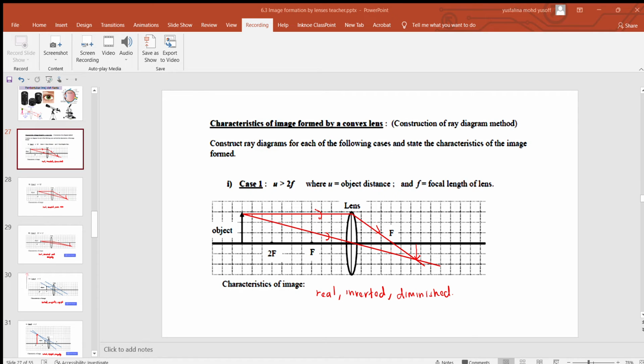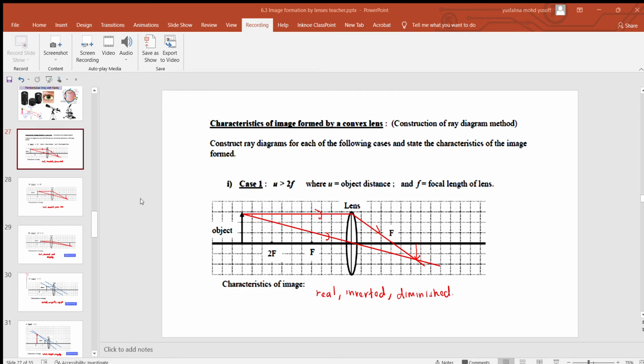So this is when the object distance is more than 2f, which means the object is further than 2f. The distance 2f is from here to here, while the object is here to here, so you can see the object is much further. And this is case number 2, when the object is the same as 2f, so you get a real, inverted, and same size image.